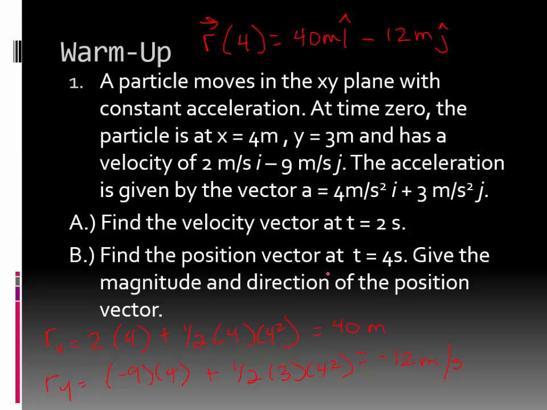And then to find our magnitude and direction of the position vector, we should do our Pythagorean. So we would do 40 squared plus 12 squared, and then we would take the square root. That gets us about 42 meters. And then from there we can do inverse tangent to describe our angle.